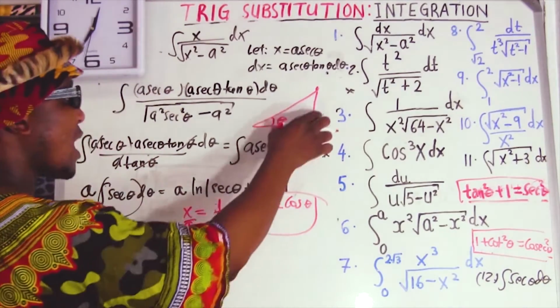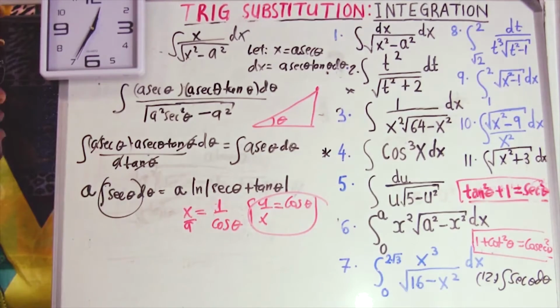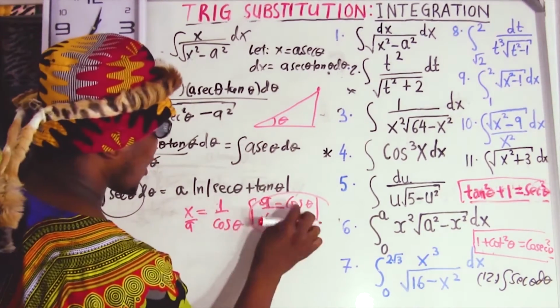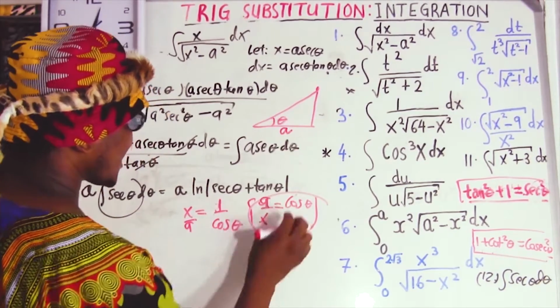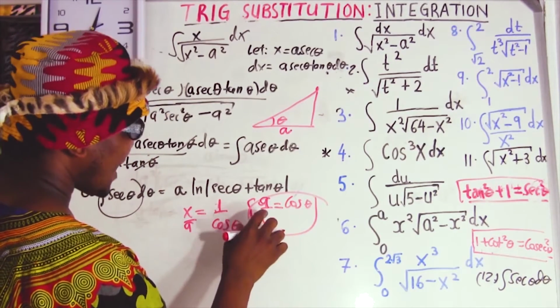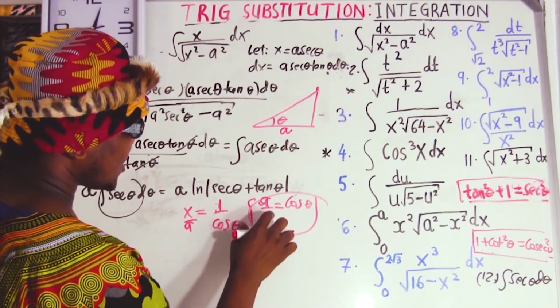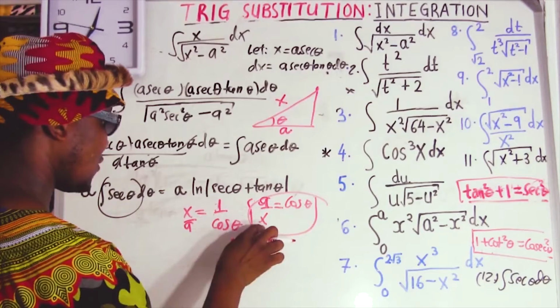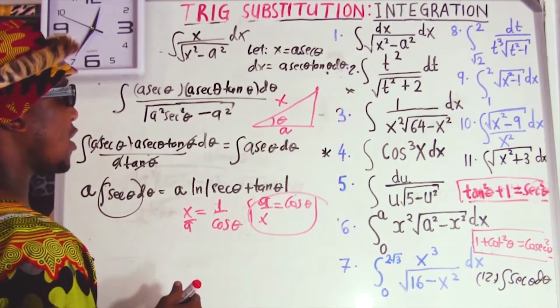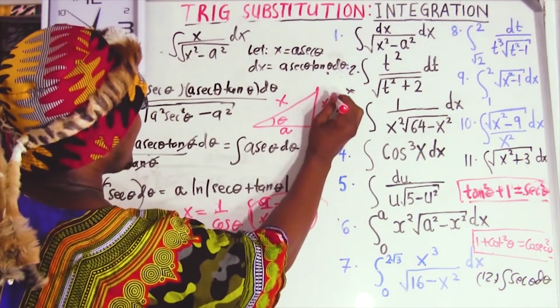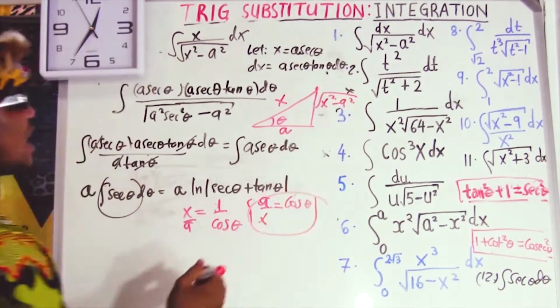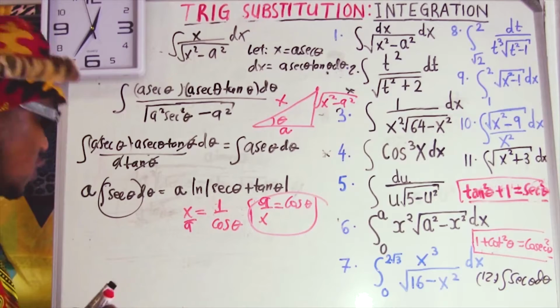I'm going to use this to substitute here, because from SOHCAHTOA I know cos equals adjacent over hypotenuse. The adjacent is a in this case, and the hypotenuse is going to be x. So I can get the opposite. How am I going to get the opposite? The opposite here is going to be the square root of x squared minus a squared, because it must be this square minus this square, but we're going to have a root.